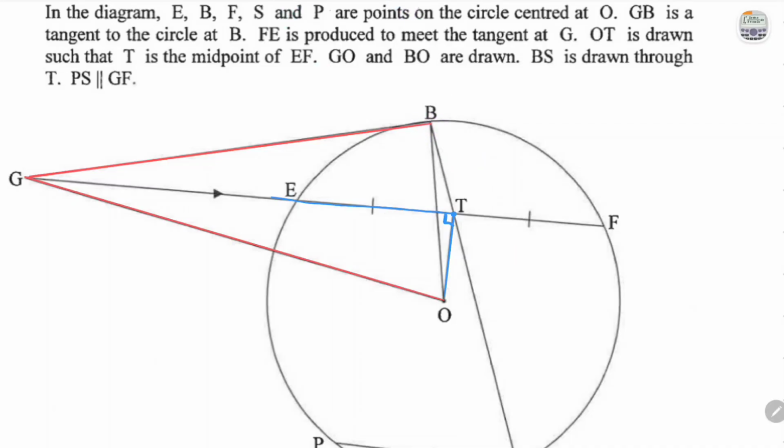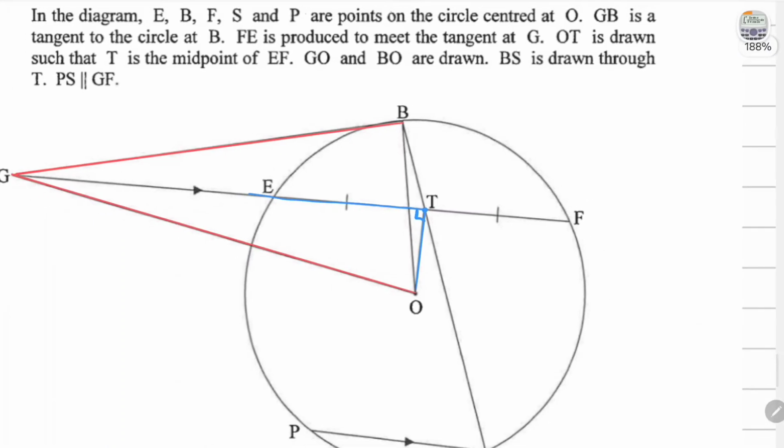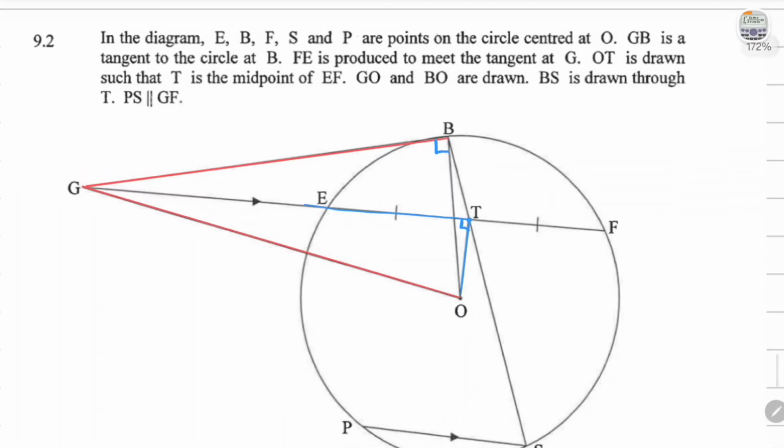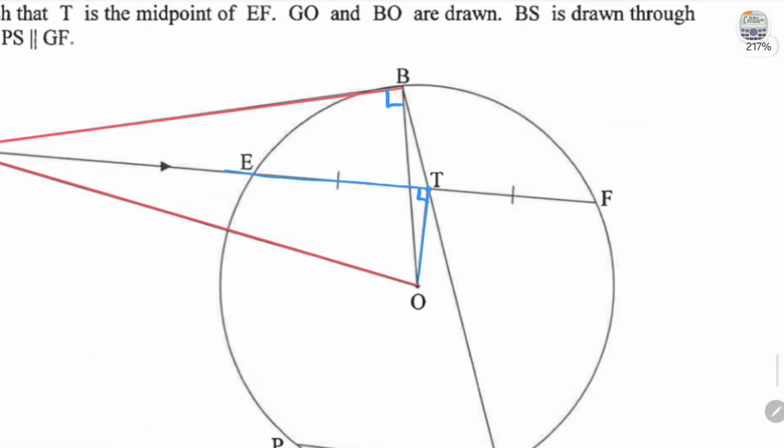Can we see how that is 90 degrees? Well, yes, because this from O to B is a radius, okay? That is the radius, and this is a tangent. The angle between a tangent and a radius is 90 degrees, okay? The tangent is always perpendicular to the radius at the point of contact.